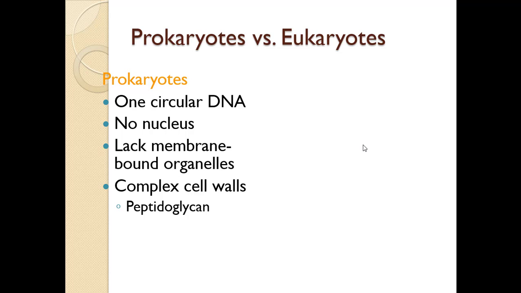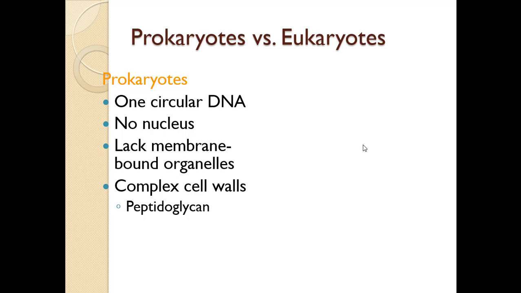As I mentioned in the first video, eukaryotes are believed to have come from prokaryotes that phagocytized other prokaryotes to make them their organelles. Since prokaryotes are more primitive organisms, they don't have those membrane-bound organelles like eukaryotes do. But they do have cell walls, which is interesting.